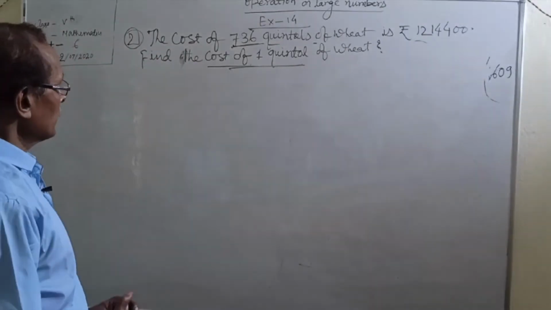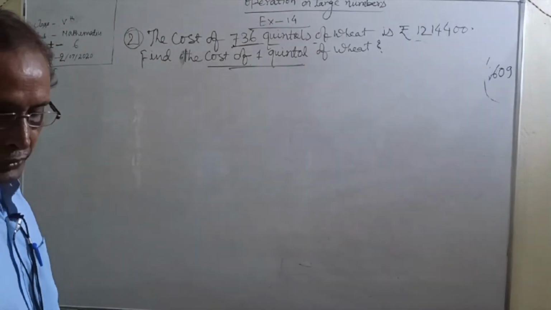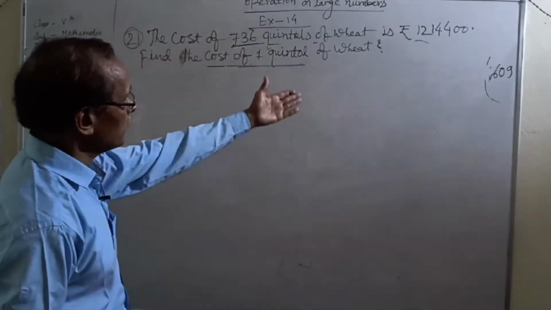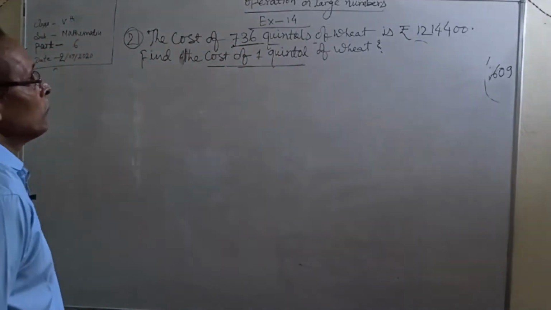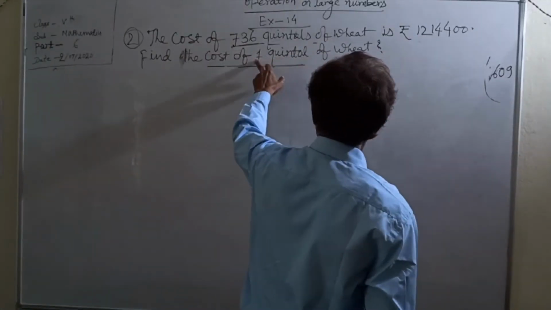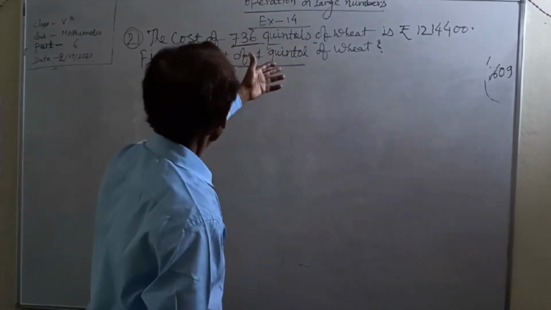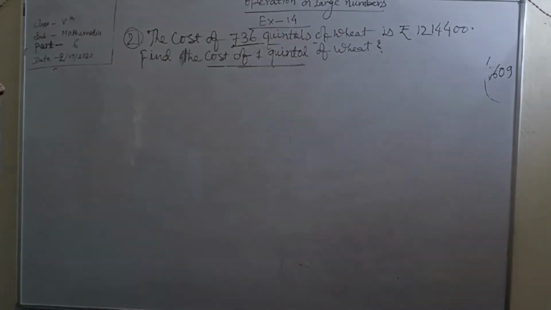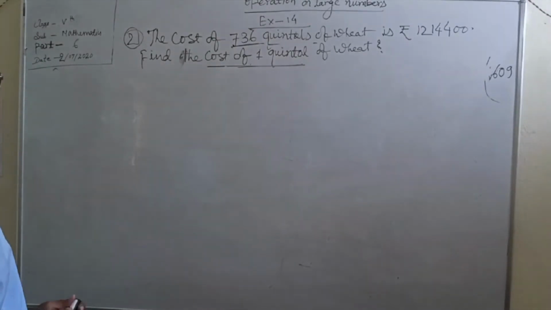And if you follow the unitary method, for 1 quintal the cost will be less. That's why we will divide the total cost by 736. In this way, you will get the value. But how to write the statement, that is more important.